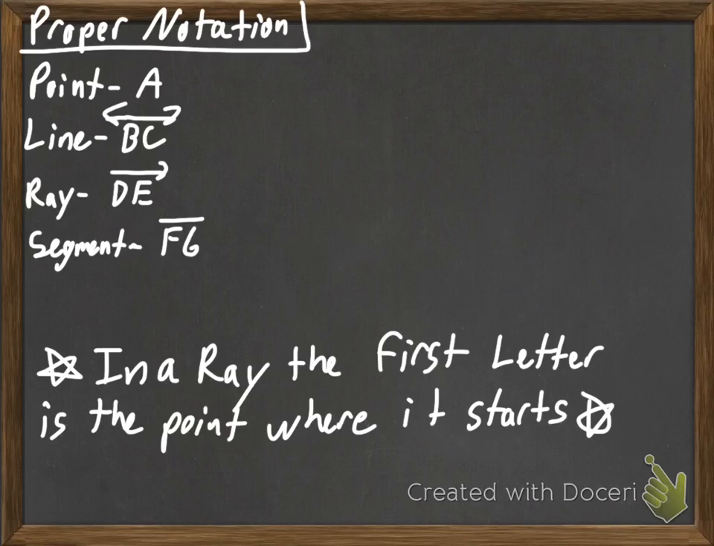You can create rays from lines. And a segment, you pick 2 points on the segment that are the endpoints of the segment, and then you draw a little segment there. And you can create segments from rays, and you can create a segment from a line.